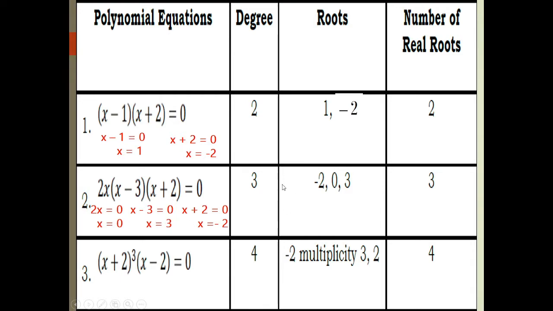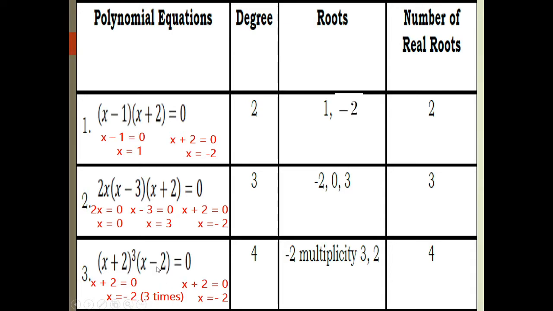Are they real? Yes, they are real. Kaya, there are 3 real roots. Next, the number 3. X plus 2 to the 3rd power times x minus 2. So, equate to 0. If x plus 2 equals 0, x is equal to negative 2, 3 times. Bakit 3 times? Kasi raised to the 3rd power. So, ibig sabihin, ang magiging sagot niya ay lalabas na tatlong negative 2.